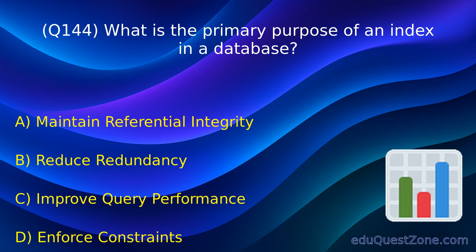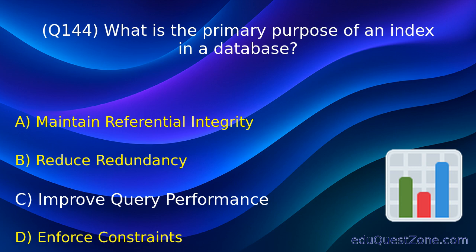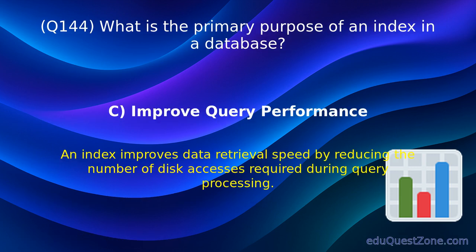Question number 144. What is the primary purpose of an index in a database? Option C, improve query performance. An index improves query speed by minimizing disk reads.